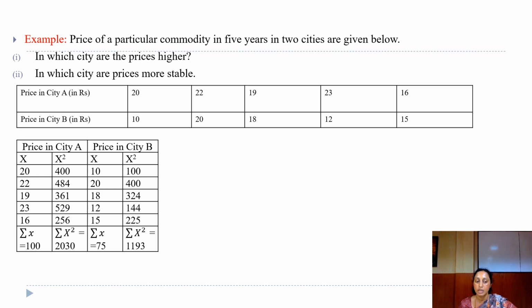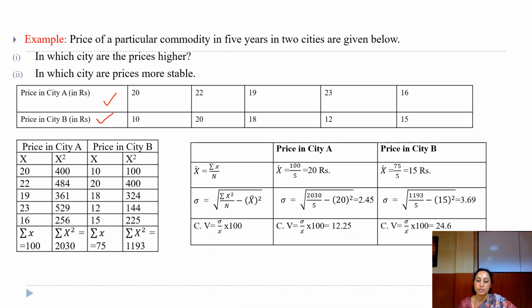similarly price in city B, involving the data X, and then let us find X square for that. Here X is the price given in city A, that is listed here, and X square is the square of the particular data. So as we know, 20 square is 400, 22 square is 484, like that. Let us find the square of each data listed in the price in city A. So similarly, let us consider price in city B, and then for each data let us find X square and let us find the total of all these values.